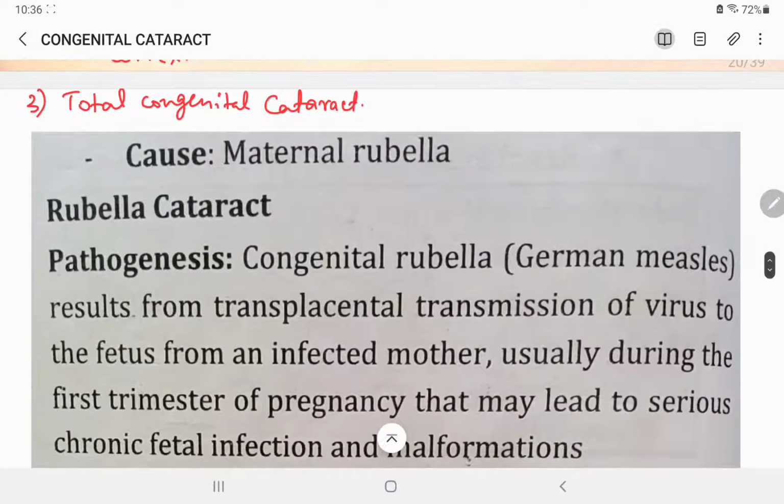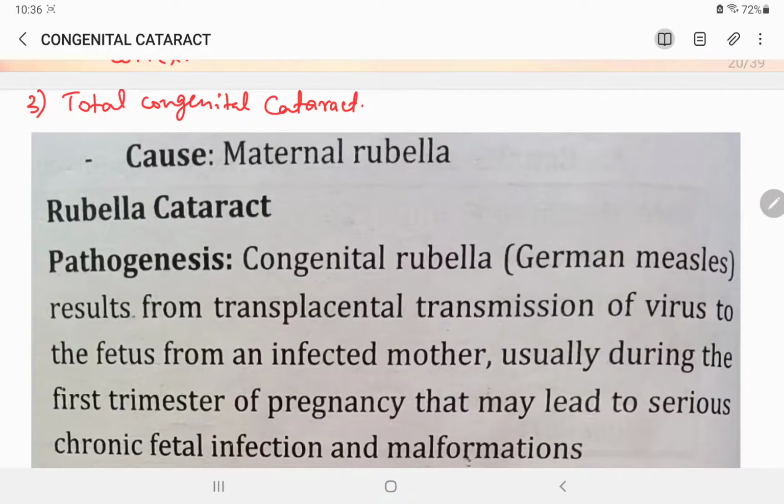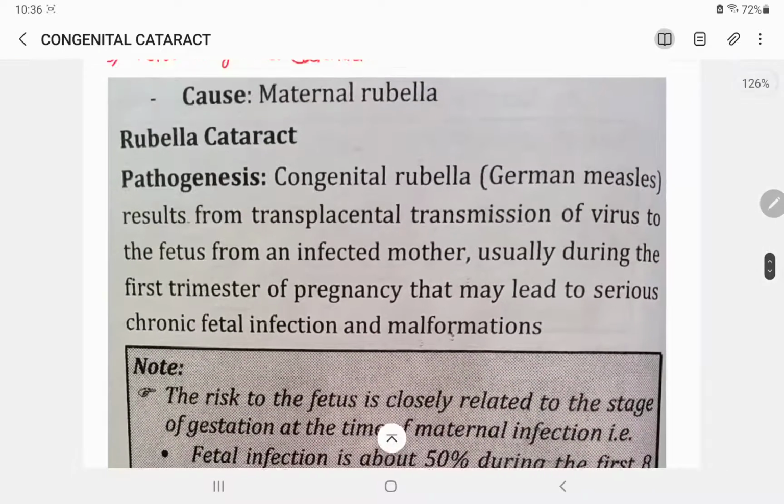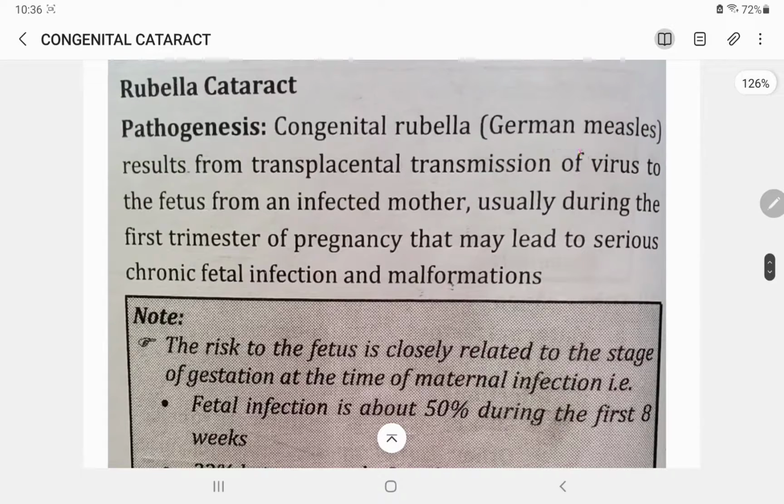And the next is total congenital cataract, that is caused by maternal rubella, also called rubella cataract. It is caused by German measles, as a result of transplacental transmission of the virus. It is also part of TORCH syndrome, where R stands for rubella, which is due to German measles.